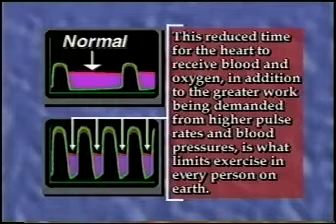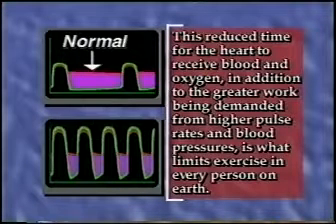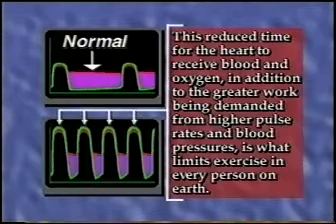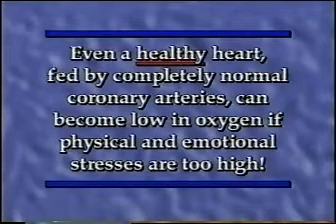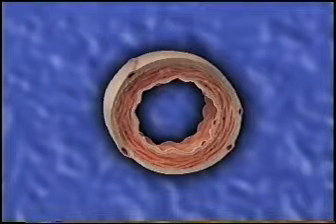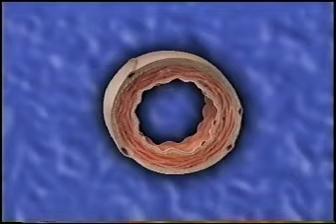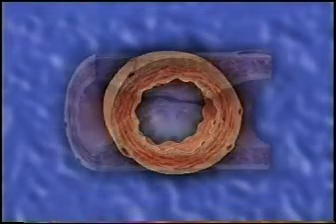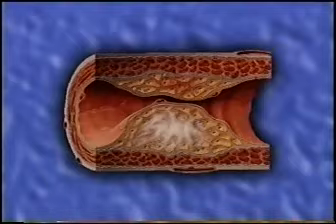This reduced time for the heart to receive blood and oxygen, in addition to the greater work being demanded from higher pulse rates and blood pressures, is what limits exercise in every person on earth. Therefore, you should know that even a healthy heart fed by completely normal coronary arteries can become low in oxygen if physical and emotional stresses are too high. A normal artery, if cut crosswise, would look like this with plenty of space for blood to flow. A blocked artery that is cut on its side would look like this.